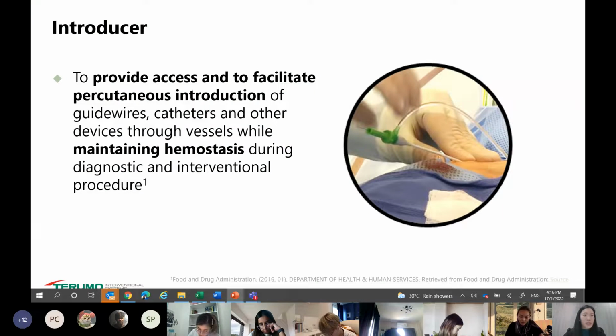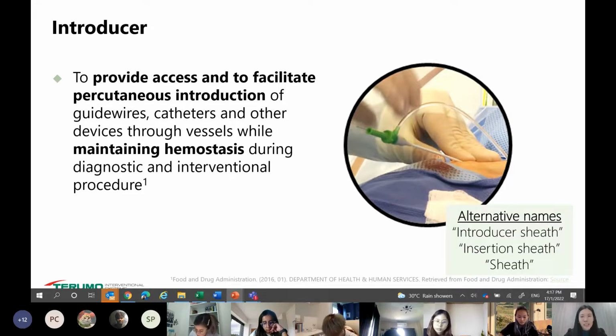So the introducer itself, I always referred to it previously as insertion sheath. It can be called an introducer sheath, insertion sheath, or simply a sheath. I tend to use introducer a lot because it's quite straightforward to remind myself that this device basically introduces other devices into the patient's body. So this is known as an introducer.